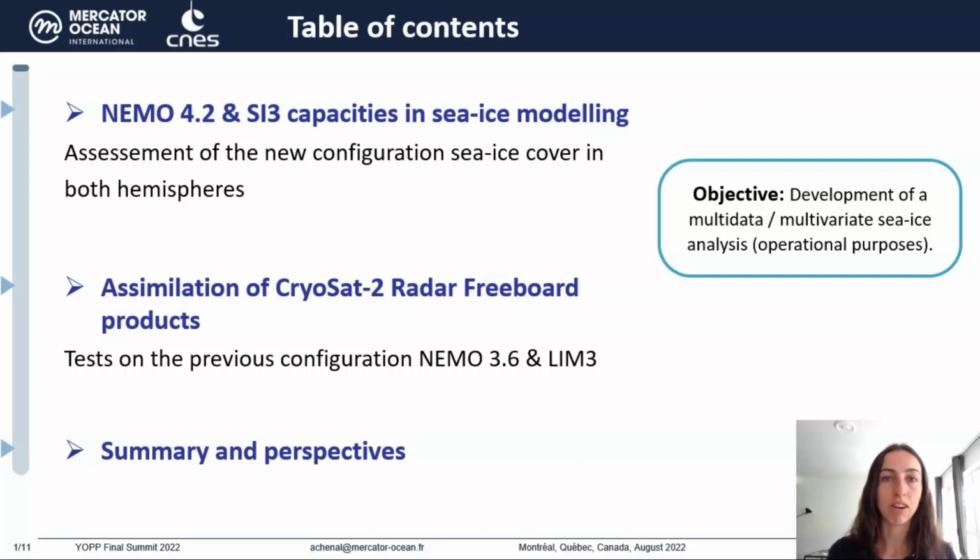The objective is to develop a multi-data and multivariate sea ice analysis in our assimilation system for operational purposes. I am using a new model configuration, NEMO 4.2 and SI3, and I will start by showing its capacities in reproducing the sea ice cover. Then I will present the first results obtained with the experiments assimilating radar freeboard. These first experiments were done with the previous model configuration, NEMO 3.6 and NEMO 3. I will finish with a conclusion and some perspectives.